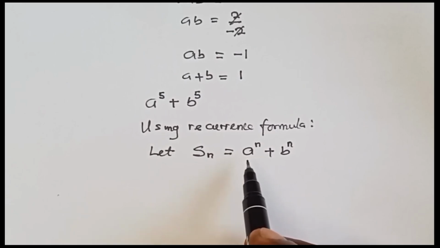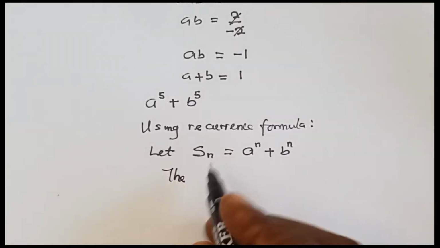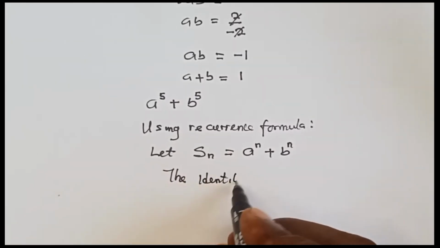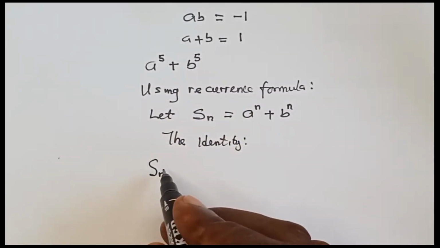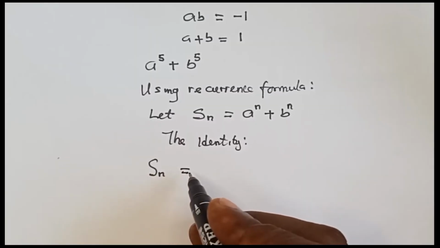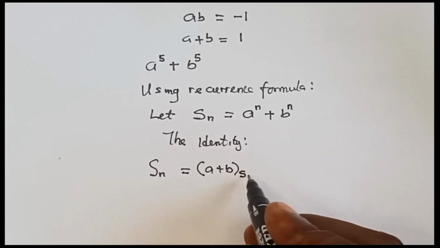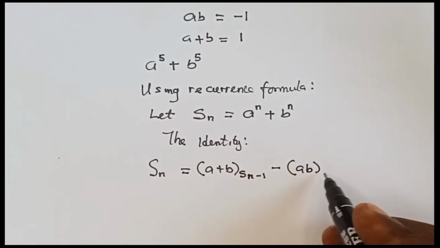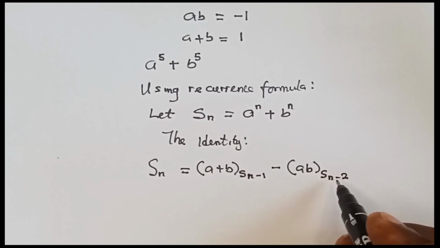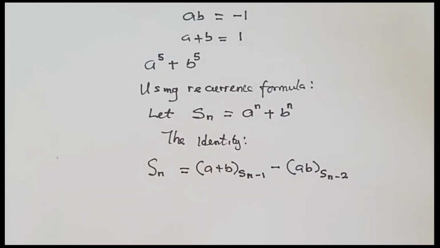And then we can also derive the identity. So the identity is going to give us the sum of the nth power of the roots equals (a plus b) Sn minus 1 minus ab Sn minus 2. Okay, so that's the formula when we use the recurrence formula.